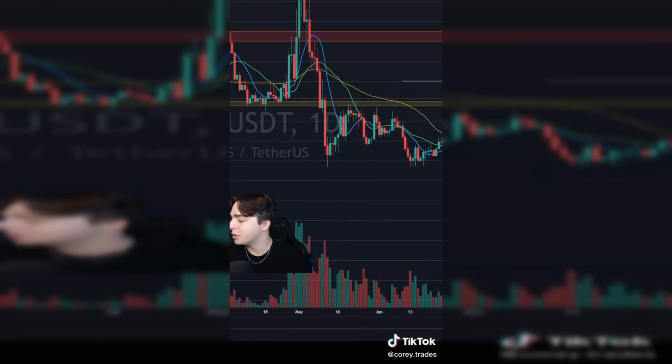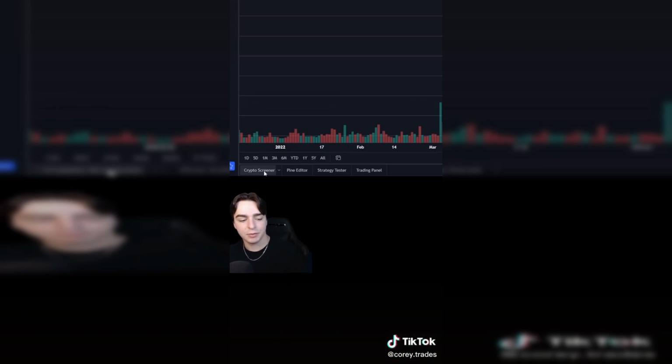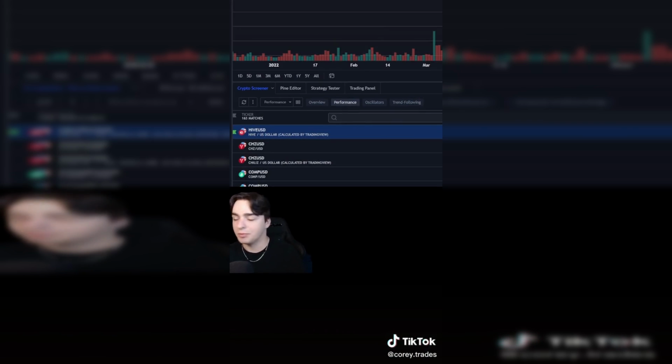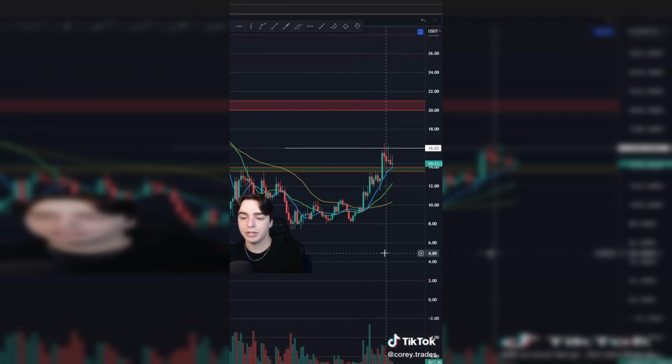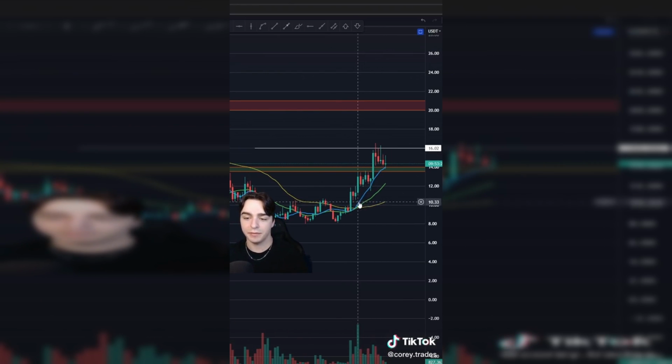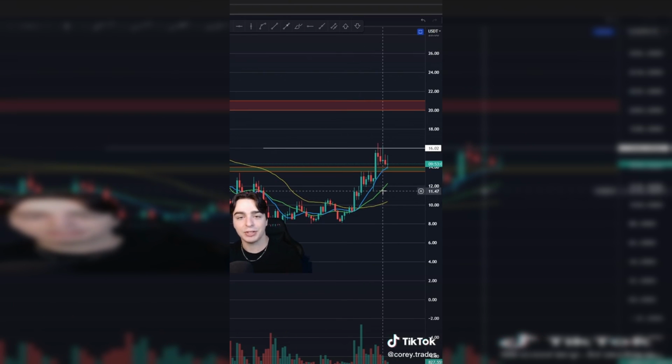Well, the first step is to go to tradingview.com, click Crypto Screener, and we're going to see a list of cryptocurrencies. You're going to find the cryptos that are up the most in the past couple of days to weeks. Just go on the charts and you're going to see a nice uptrend, hopefully. If you're surfing these 10 and 20 day moving averages, then you are in good shape.